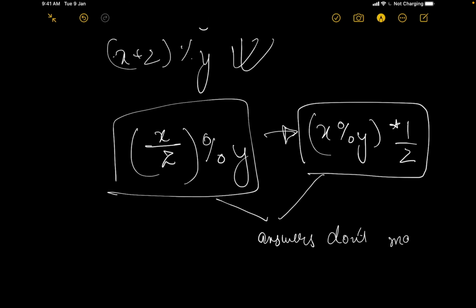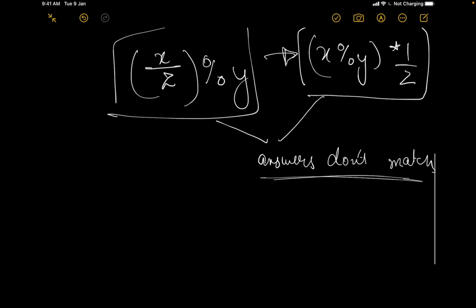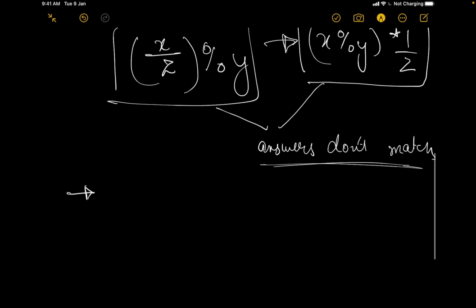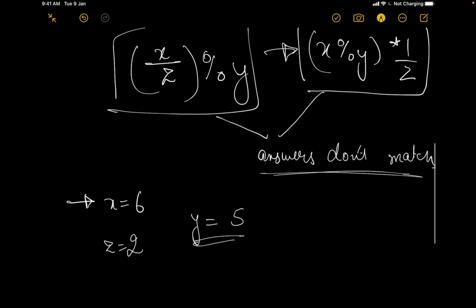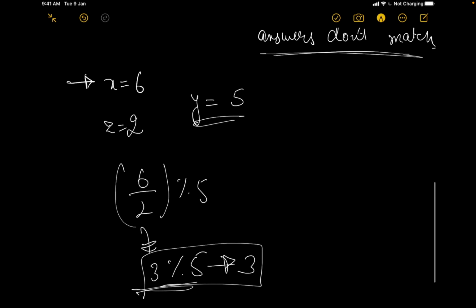Now for the proof, you can Google it up if you want. The proof isn't actually required for this. But let's just take an example to validate this claim. So what I'm saying is, let's say x is 6, and my z is 2. Cool. X is over here 6, z is equal to 2, y let's say is 5. So what's the value of 6 divided by 2 mod 5? So this would be 3 mod 5. This would give me a value of 3, right?